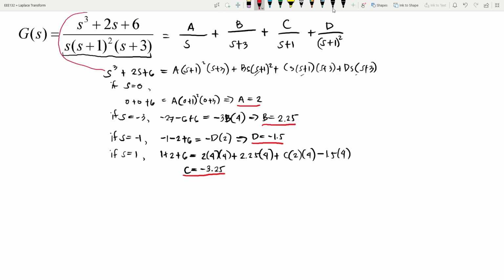For this equation, we have now 2 over s plus 2.25 over s plus 3 minus 3.25 over s plus 1 minus 1.5 over s plus 1 squared.